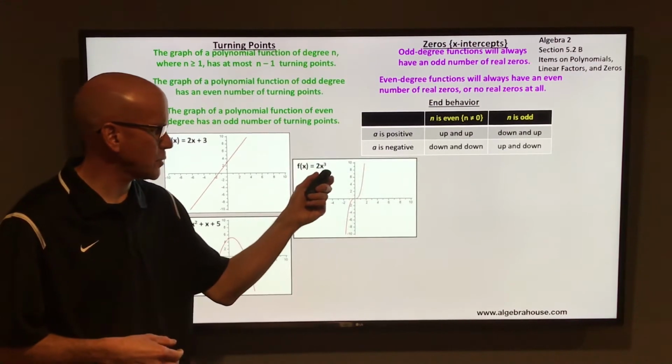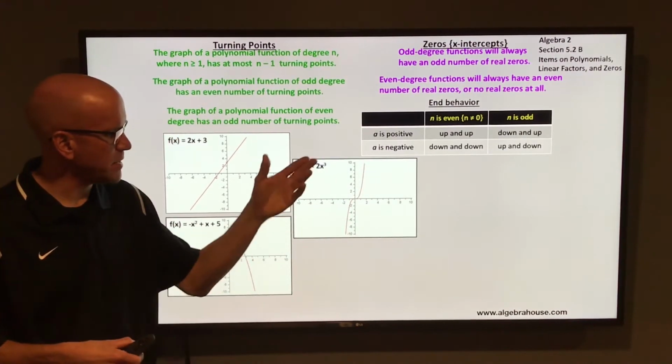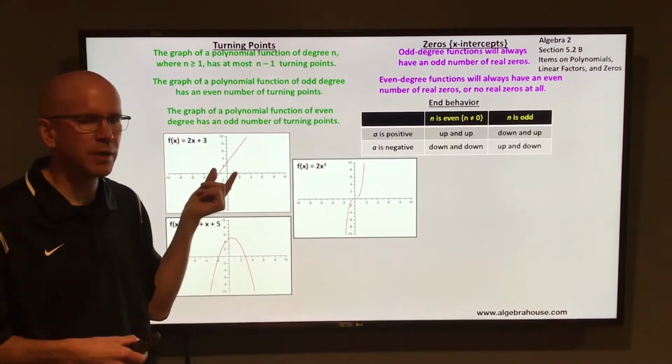For f of x equals 2x to the third, as far as the end behavior, relate that back to a linear function.